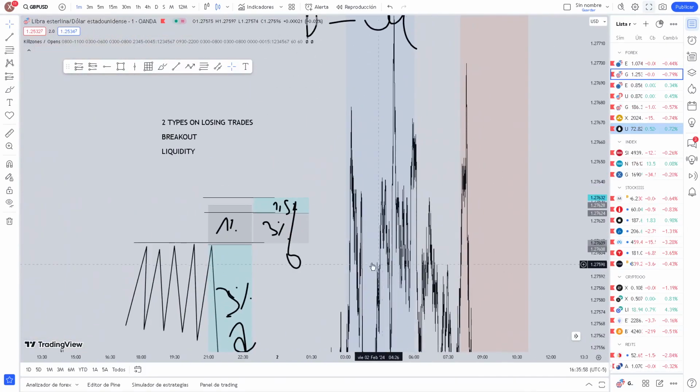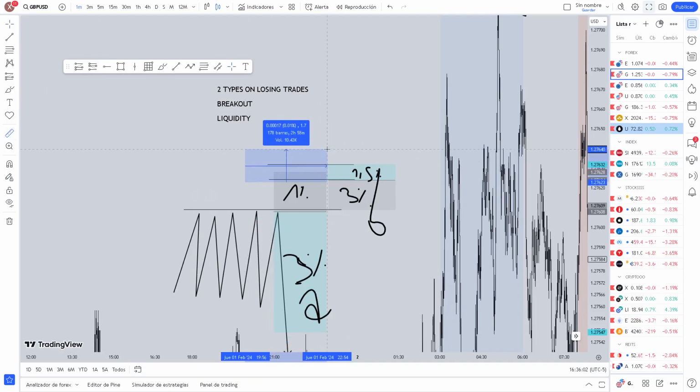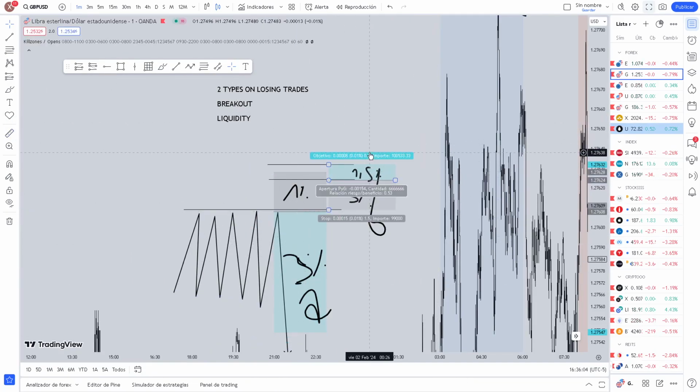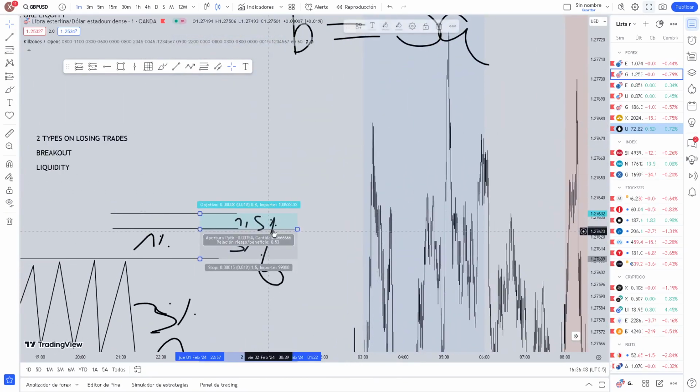This won't take you screen time because it's automatic. Stop order triggers itself, it's automatic. Either a win or a loss. And on the liquidity type of level, it's the same.